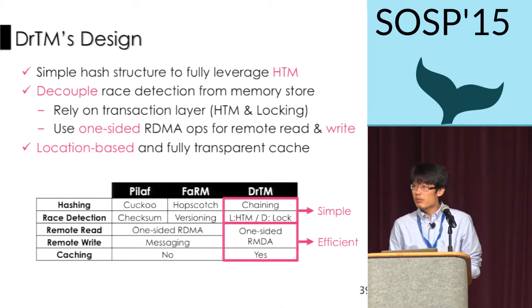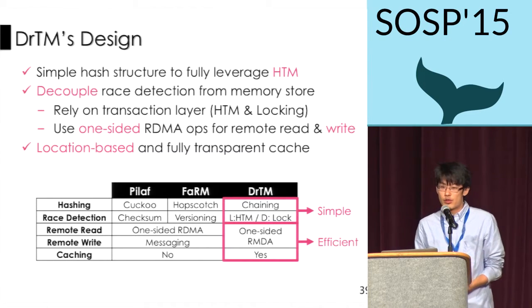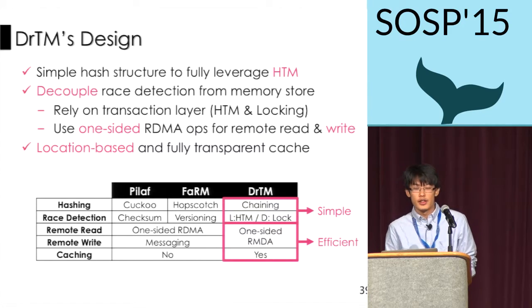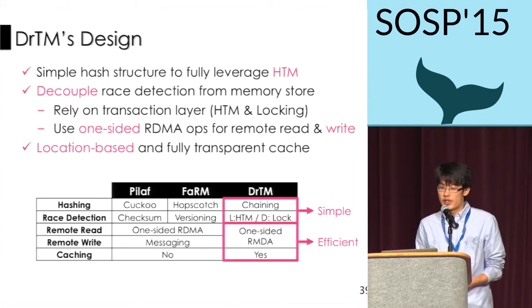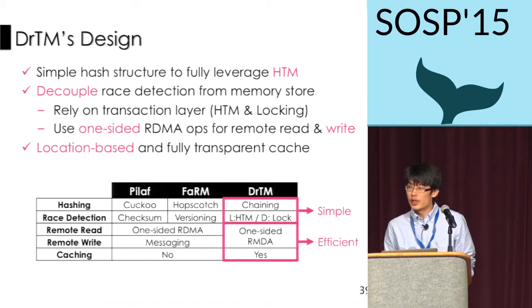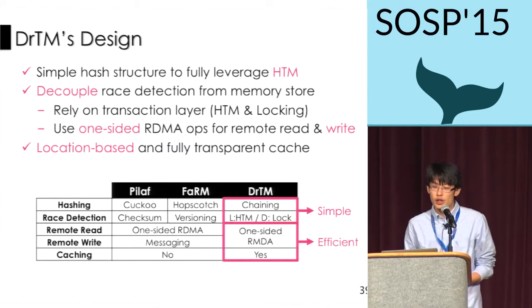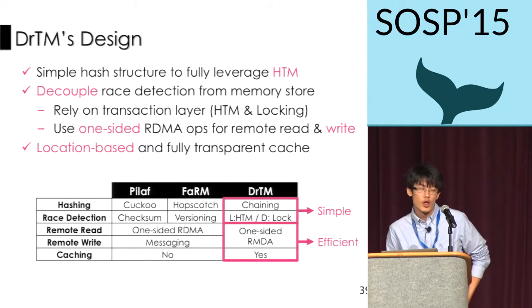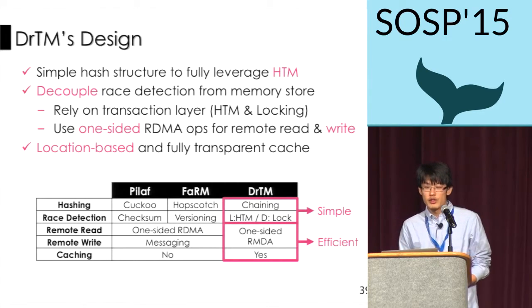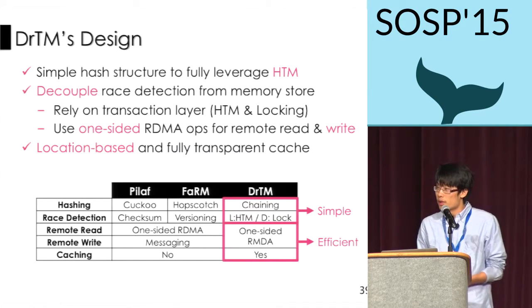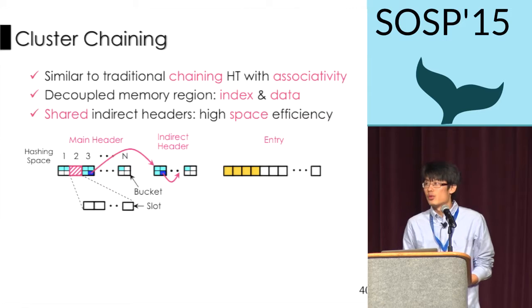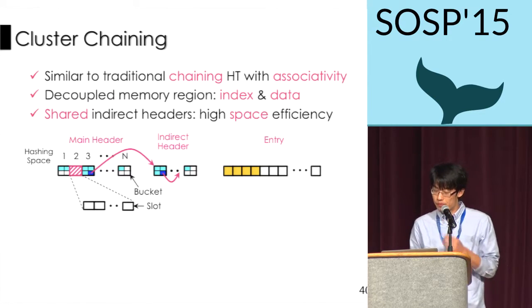So in DrTM, we use a simple hash structure, as we can fully leverage HTM for the insertion and deletion. We decoupled the race detection from the memory store layer to the transaction layer so that we can use both one-sided RDMA read and write operations. We further provide a location-based cache, which can improve the RDMA lookup performance.